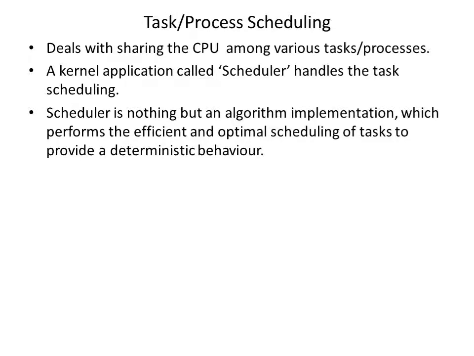Task or process scheduling deals with sharing the CPU among different tasks or processes, that is, sharing the CPU with respect to different programs. In the kernel, we have an application called a scheduler. This will handle the task scheduling.